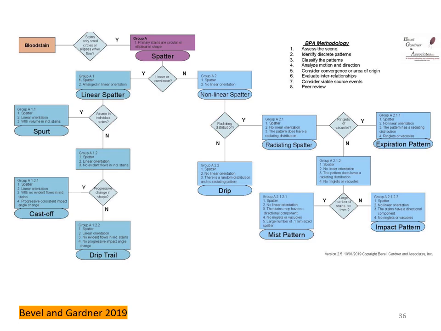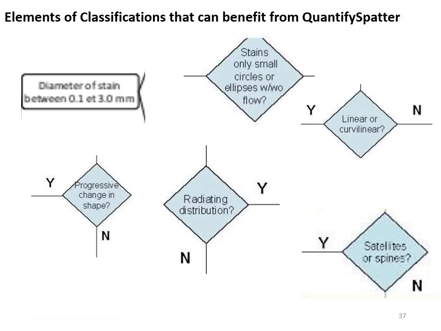Are the stains only small circles or ellipses without flow? If you have 40,000 stains, have you looked at those 40,000? It's hard to answer these. Or, the diameter of the stain is between 0.1 and 3 millimeters. So that's not from Bevel and Gardner, that's from another classification map that I've been using. Again, how do you answer this question if you have many, many stains?